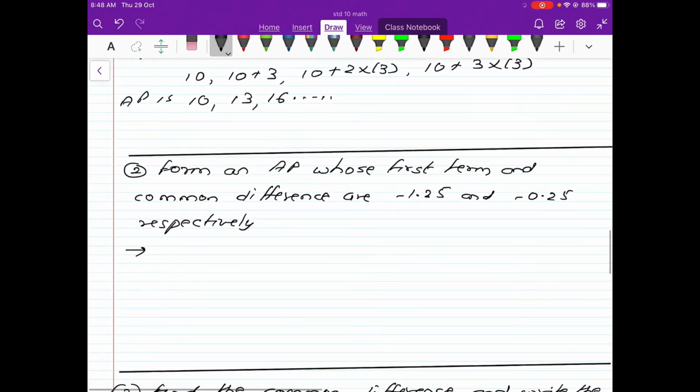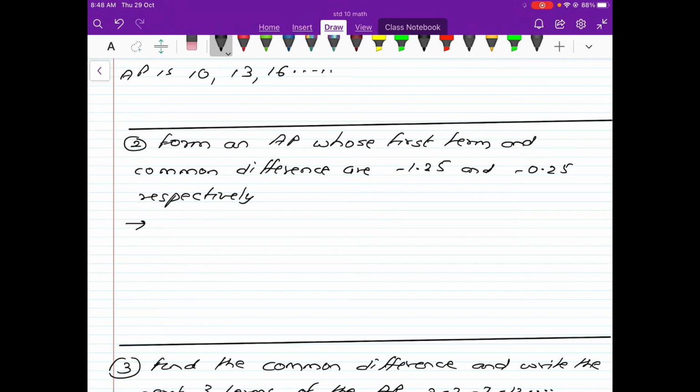Now we will go for the second sum. The second sum is this: form an AP, it means write an AP, whose first term and common difference are minus 1.25 and minus 0.25. Now when a minus sign comes, we have to be a little careful.